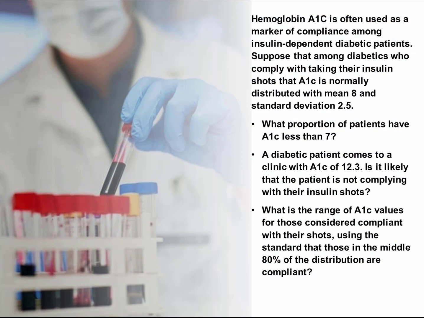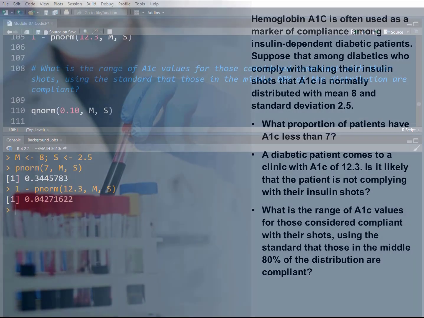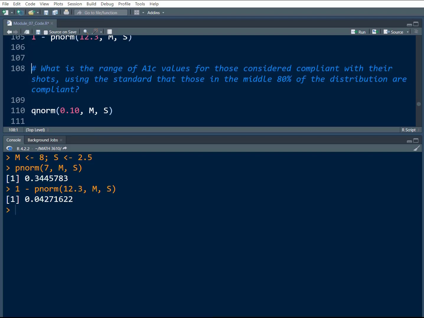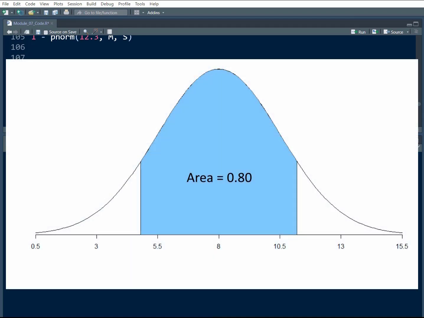It seems likely that the patient is probably not complying with their insulin regimen. What is the range of A1C values for those considered compliant with their shots, using the standard that those in the middle 80% of the distribution are compliant? Let's start by taking a look at the distribution with the middle 80% shaded. We can see that the unshaded area is then 20%, with 10% being in each tail. From here, we can see that the lower boundary of the shaded area is the 10th percentile, and the upper boundary is the 90th percentile.